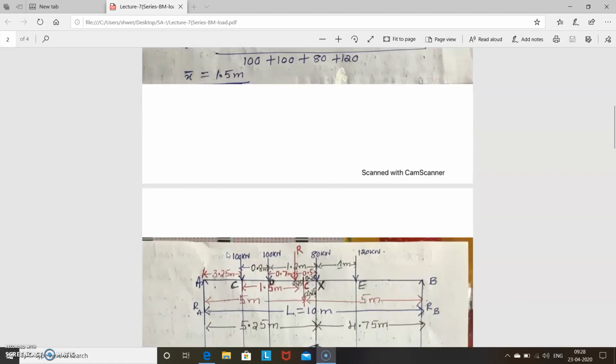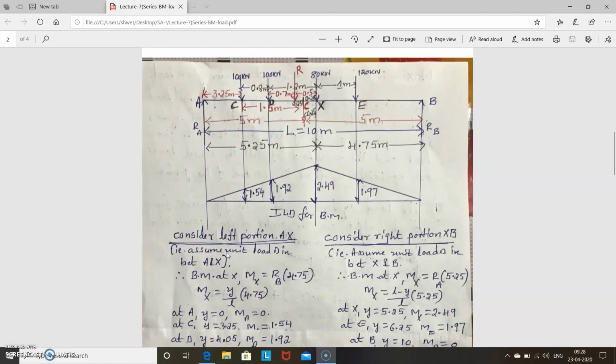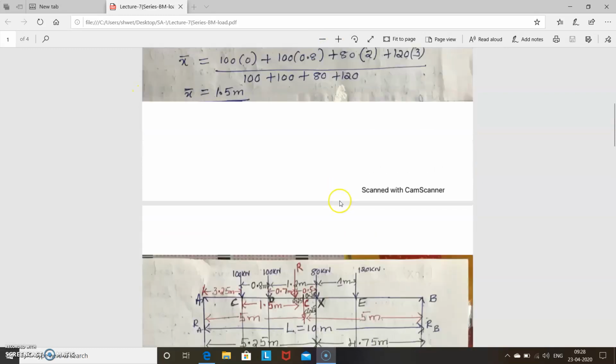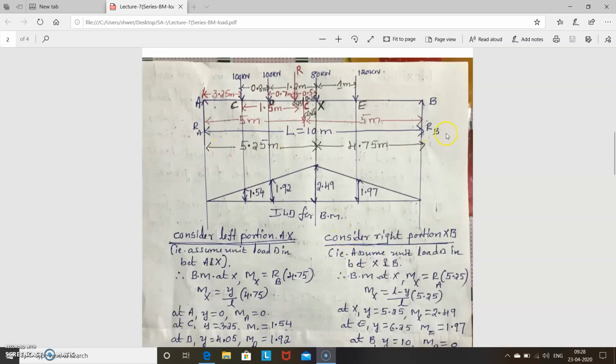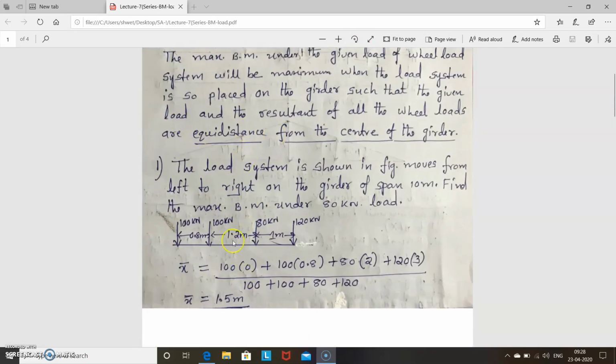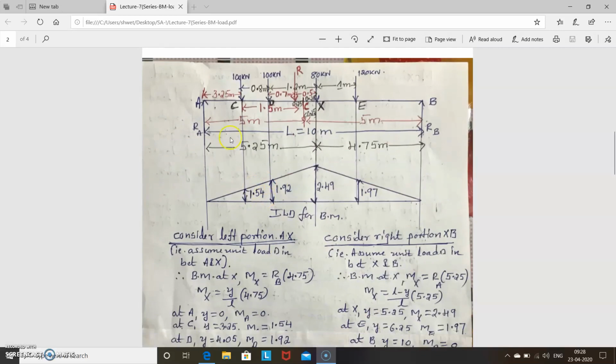Now you draw that diagram, place that loading system on the simply supported beam. Let us consider AB, a simply supported beam of length 10 meter. It is given span is 10 meter. Now place the loading system, that is 100, 100, 80, 120 kilonewton, separated by the distances 0.8, 1.2 and 1 meter.